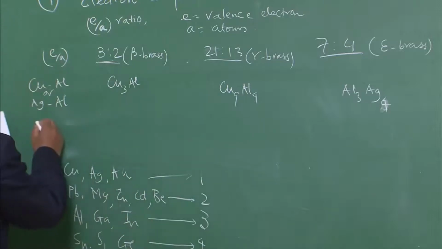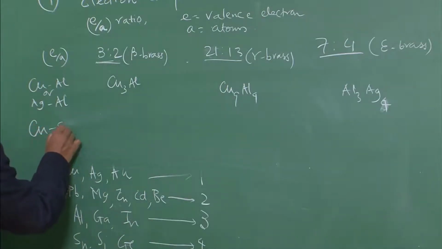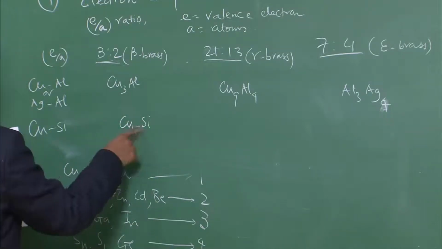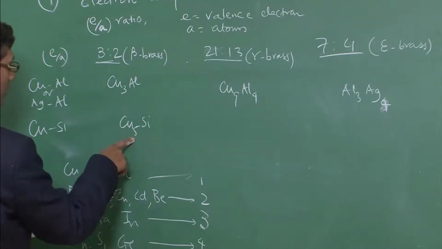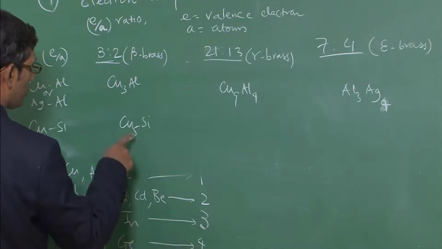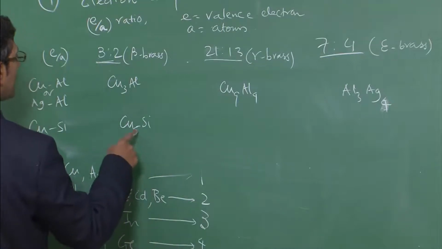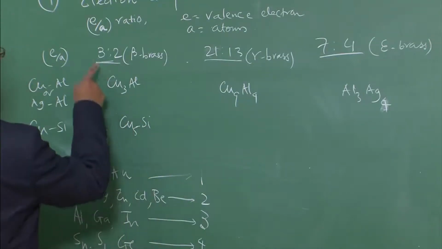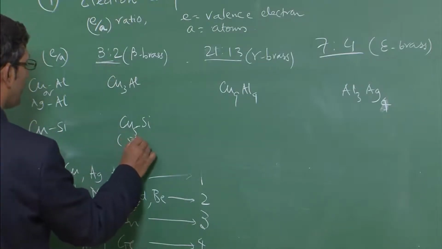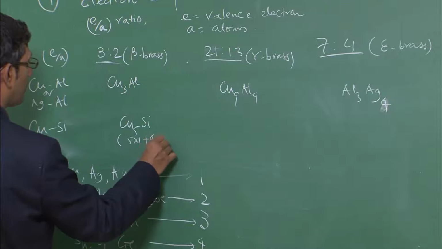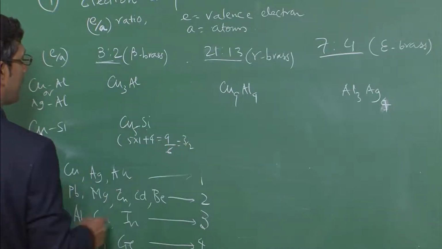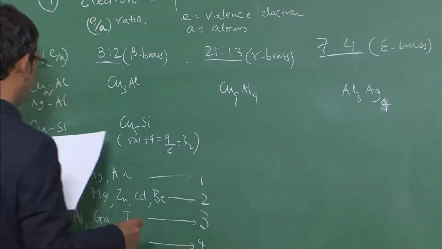So now this is copper silicon, Cu5Si. Cu is 5, 5 into 1, and silicon is 4, so 5 plus 4 is 9, and there are 6 atoms. 9 to 6 is 3 is to 2, okay. How 9? Cu is 5, 5 plus 4 is 9, and there are 6 atoms, 9 by 6 is 3 by 2, okay. So you can clearly see that taking place.